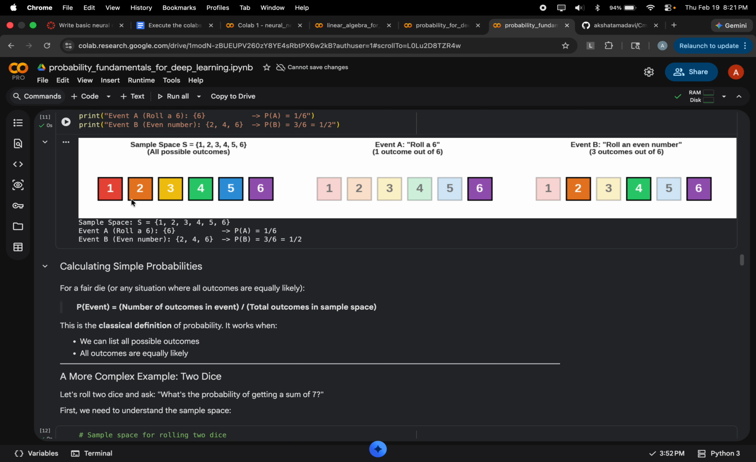This is the sample space. Sample space is all the possible outcomes. Let's say the event is roll a 6, so only 6 should pop up. Roll an even number is these 3, like that.